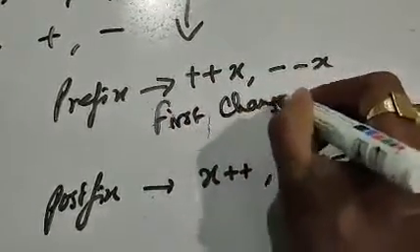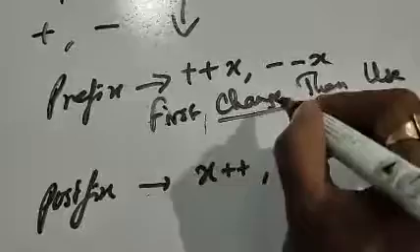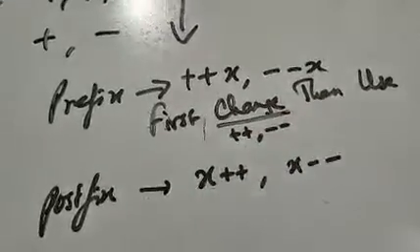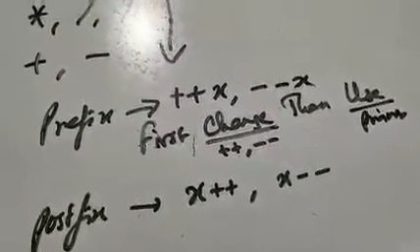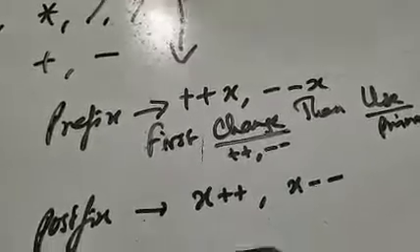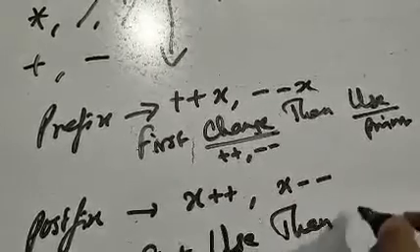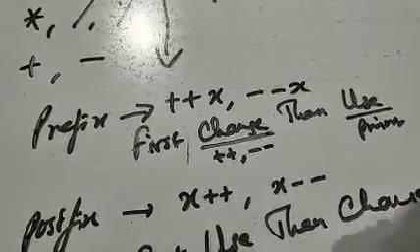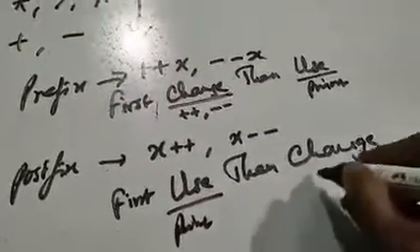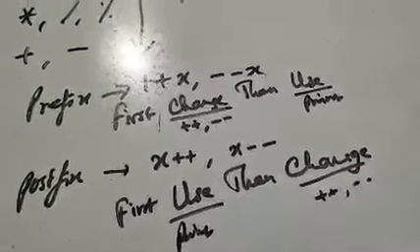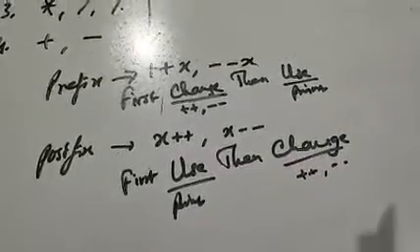change, then use. Change means increase or decrease by 1, and use means print. And postfix is just the opposite: first use, then change. So first print and then you increase or decrease. I'll give you an example over here. Just try to understand this.